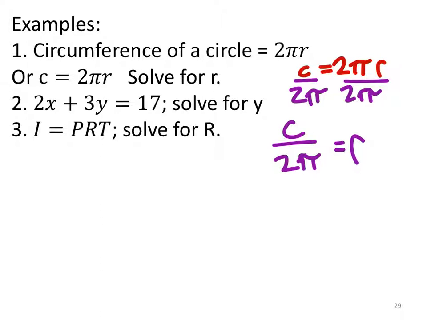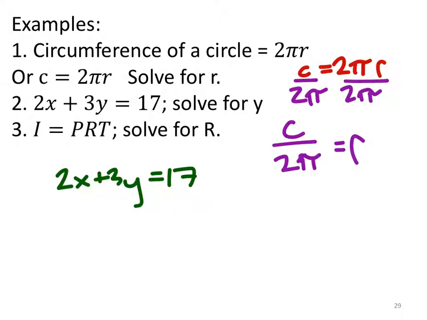All right, next up, I've got number 2: 2x plus 3y equals 17. This is a standard form linear equation, which we'll see a lot of. It says to solve for y, so I want the y's on one side of the equal sign and everything else on the other side.